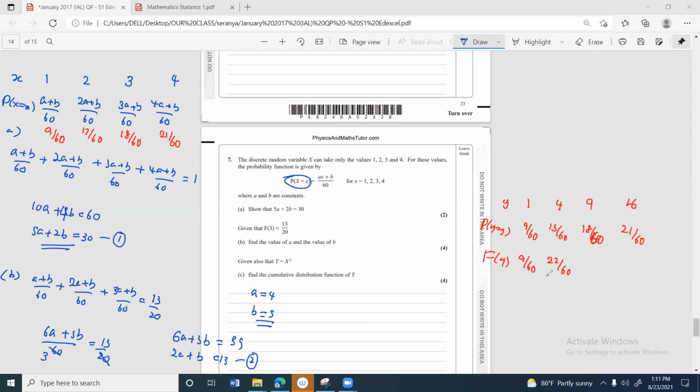Then, 22 over 60. If you add that to this one, 3 into 4 is 12, 12 plus 5 is 17, not 18. So this is 17, and this is also 17. Then 22 plus 17 is 39 over 60. And this is 60 over 60. You can get the final answer in this format. That's a way of getting the answer for this.